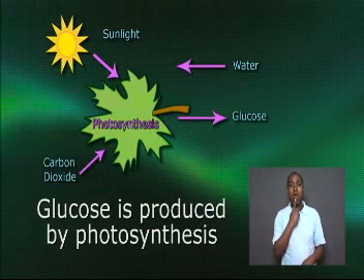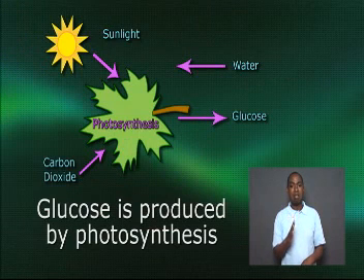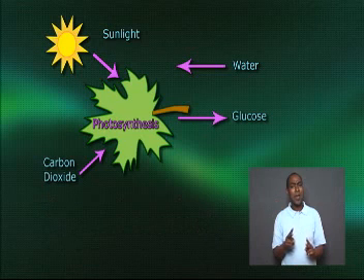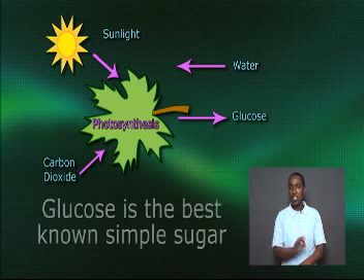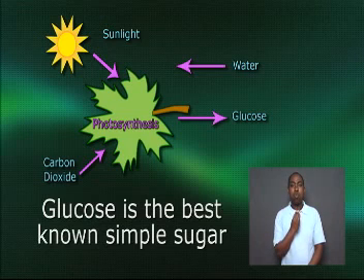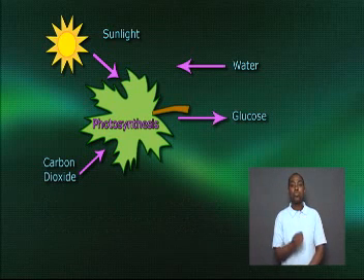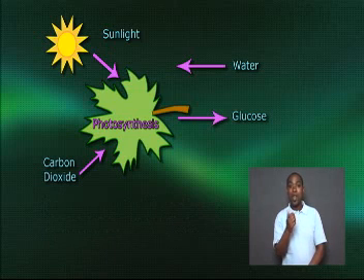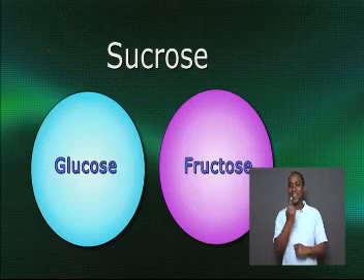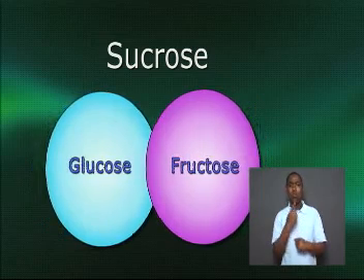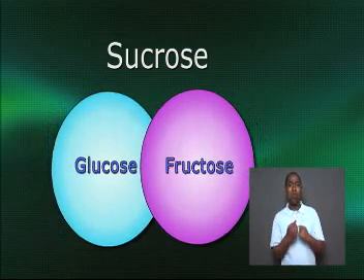Glucose is the type of sugar that is made by plants during photosynthesis, and it is essential in cells for energy. Glucose is the best known sugar. It is a single sugar. Sucrose, on the other hand, is a double sugar. Sucrose is made from 1 unit of glucose and 1 unit of fructose.